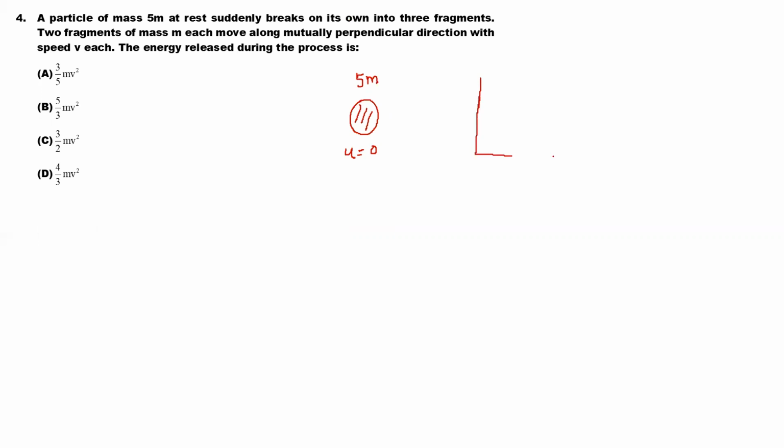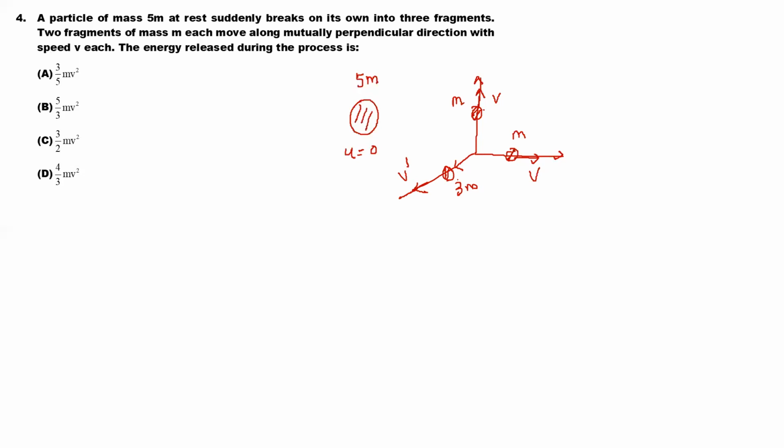So one moved in this direction having mass m. Another is also having mass m moving in this direction. Each is moving along mutually perpendicular directions with speed v each. This one is going at speed v, and this one is also going at speed v. Since 2m is gone, how much mass is left? 3m, yes or no? Another mass is 3m. We don't know its velocity. Let it be moving with a velocity v dash.